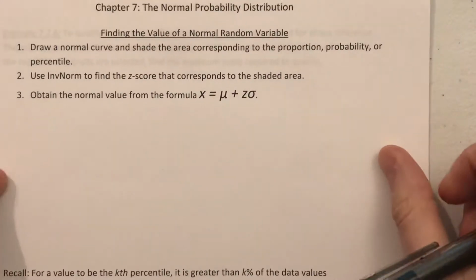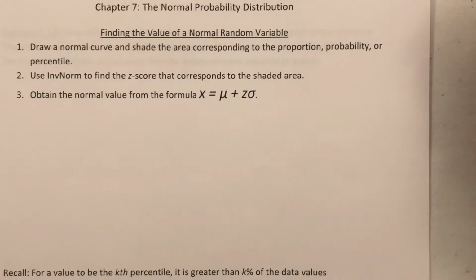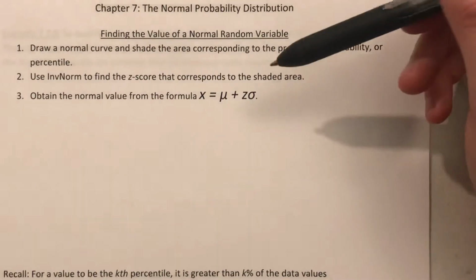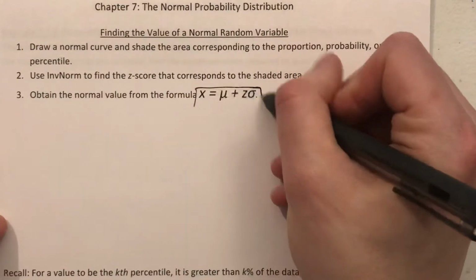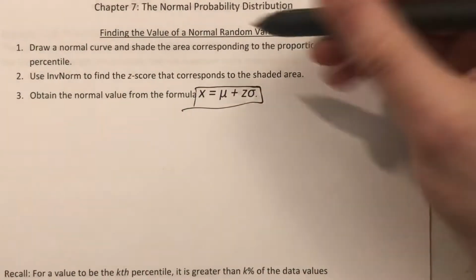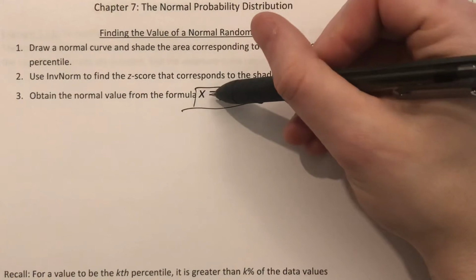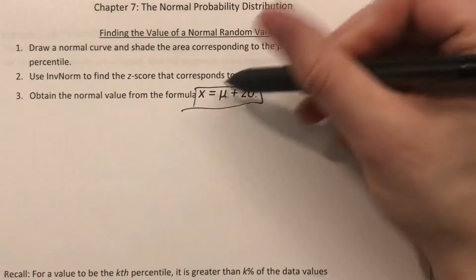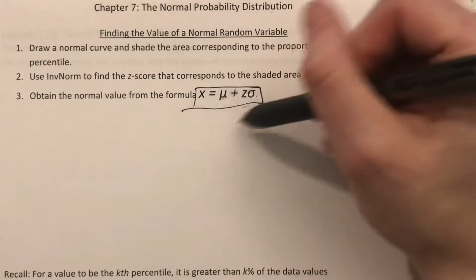So now all we need is a way to take the z-score that inverse norm is giving us and get back to a data value. To get back to these word problems, these applications that have actual numbers and interpretations, we need to get back to the data value. Well, there's this formula right here that will do that. You can find a data value by simply saying you've got the mean, standard deviation, and the z-score, and plugging those in. I want to explain this formula a couple ways.